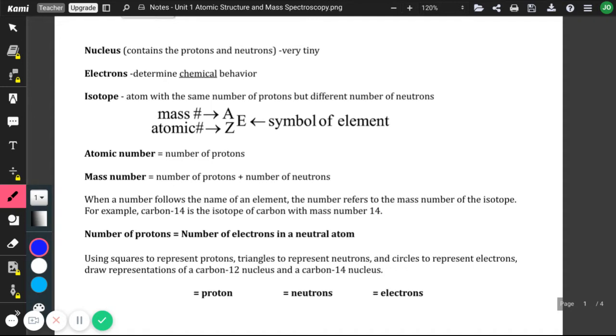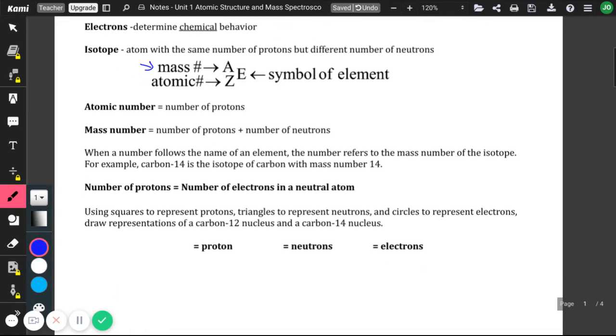Okay, and so with that being said, we have to talk about the isotopes because it's going to affect our mass number. Okay, and mass number is just your protons plus your neutrons. Okay, so an isotope is an atom that has the same number of protons, but it does have different numbers of neutrons. Okay. Next, I've got my atomic number. That equals my number of protons. I've got my mass number, which is, again, the protons plus the neutrons.